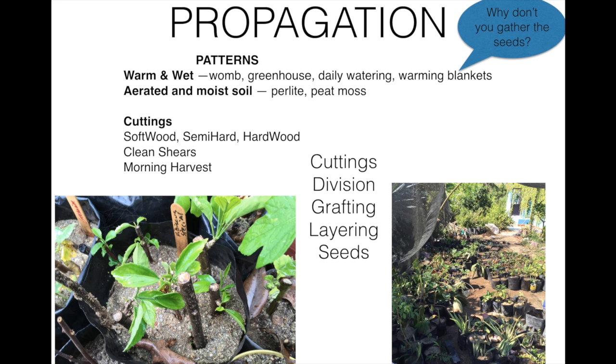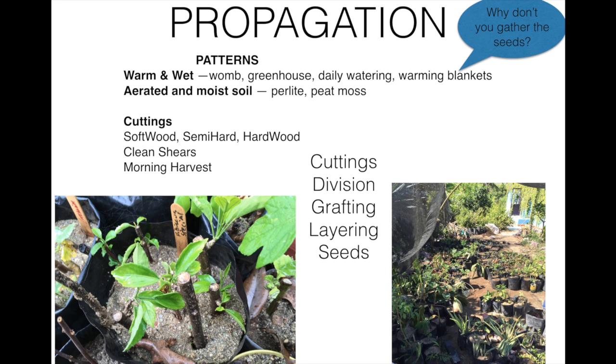So some patterns around propagation. Most plants like warm, wet. So, creating that womb, that greenhouse, even like inside a plastic bag like a terrarium. Or, down in Baja, I would sometimes just do daily watering because the terrarium sometimes would get a little bit too humid in there. Warming blankets, which I don't need down in Baja, but that awareness of warm and wet is the environment that we're going for. Aerated and moist, nice moist soil, whether you use coconut moss or peat moss, sphagnum moss, something that's light, that's able to retain moisture. Very nice for the little rootlets.